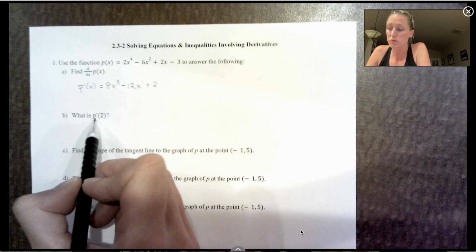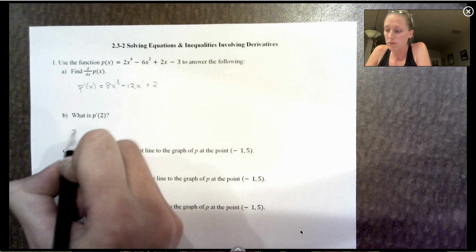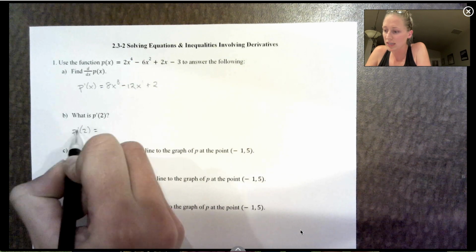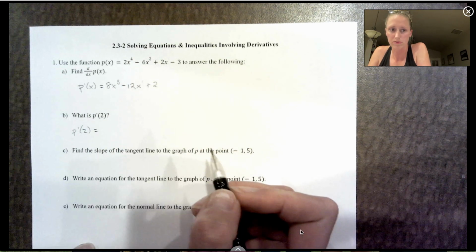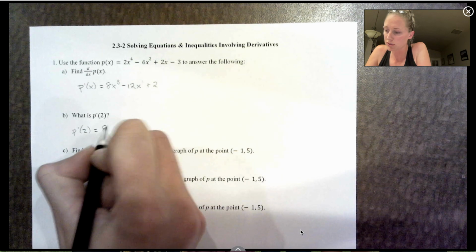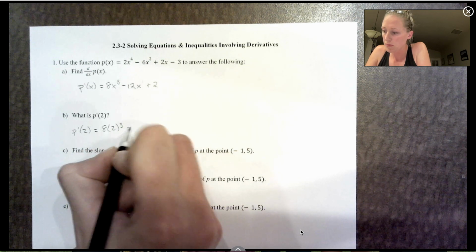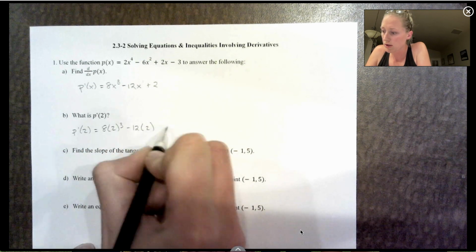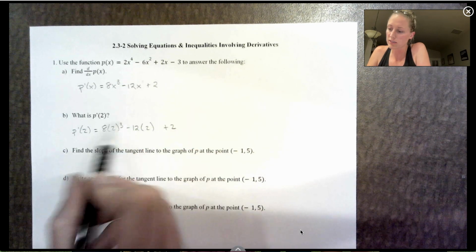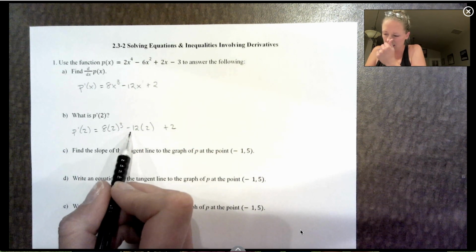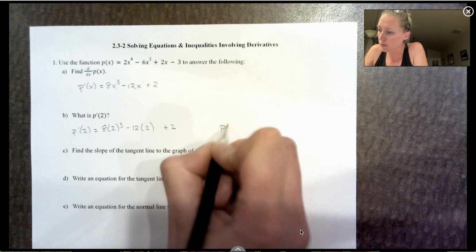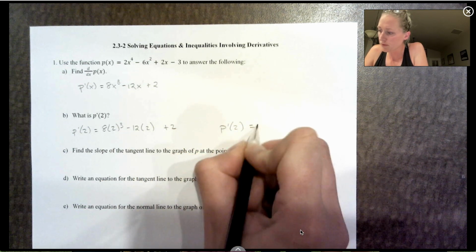Now they're asking what is p prime of 2. So now I'm just going to substitute 2 in for x into my derivative function. So we have 8 times 2 cubed minus 12 times 2 plus 2. So here I got 64 minus 24 is 40 plus 2 is 42. So p prime of 2 is 42.